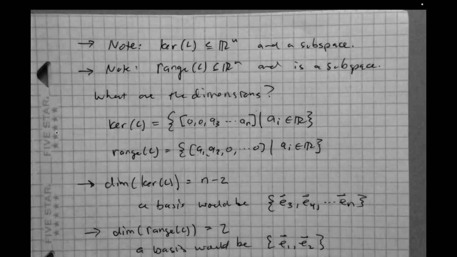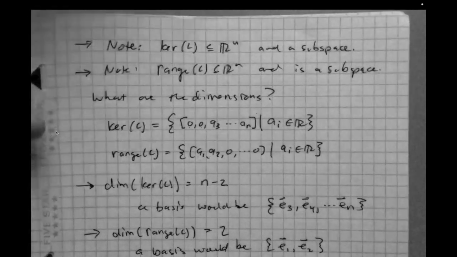And so that's the first example. We've looked at a linear transformation. Turns out it's a linear operator, actually, because it's on the same vector space, Rn to Rn. And we've identified the kernel, the range, and the dimension of both as well. Okay, let's take another example.